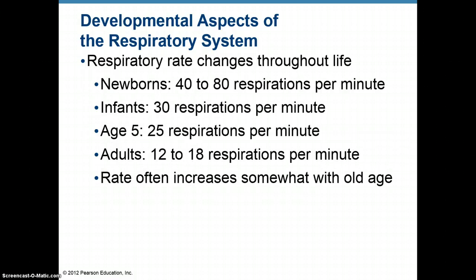Now, respiratory changes throughout life. Depending on how old you are, the number of respirations you have per minute changes. Newborns breathe in and out about 40 to 80 times per minute. Infants, 30. At age 5, it decreases to 25. Adults are between 12 to 18 respirations per minute. The older the person gets, the lower it is. But the rate often increases somewhat with old age. Because old people need air, they tend to breathe faster, and they take more breaths.